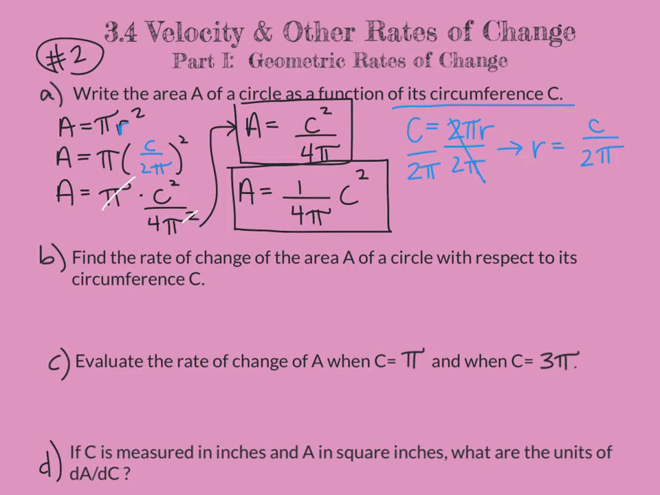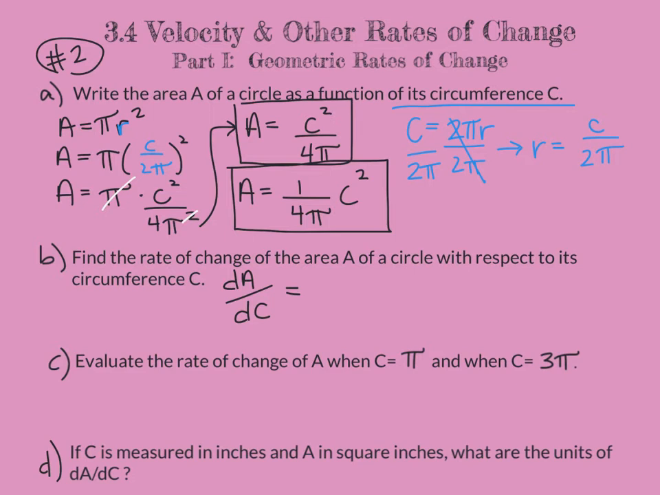For part B, we want to find the rate of change of A with respect to C, which is dA/dC, the rate of change of A with respect to C. What I'm going to do is take a look at this one here and see that this is just a number times c squared. C is the variable that we want to take the derivative with respect to. So that means that we're going to use the power rule with c.